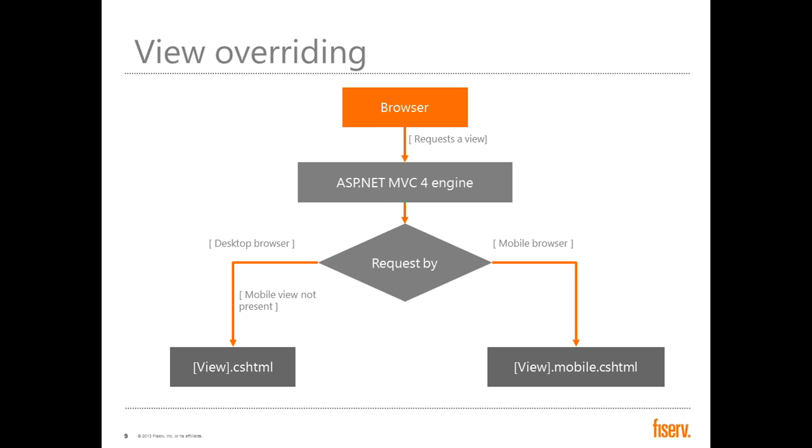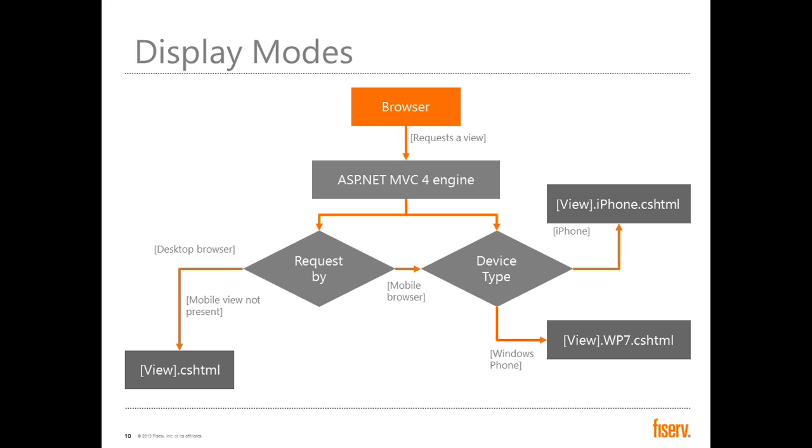And then finally you have the display modes mechanism. What if you have to create views specific to the device? That is, you have to create views specific to the iPhone, the Windows Phone, or BlackBerry. So in the display modes mechanism, you can write the logic to tell the engine that when there is a request made from a specific device, render that view.